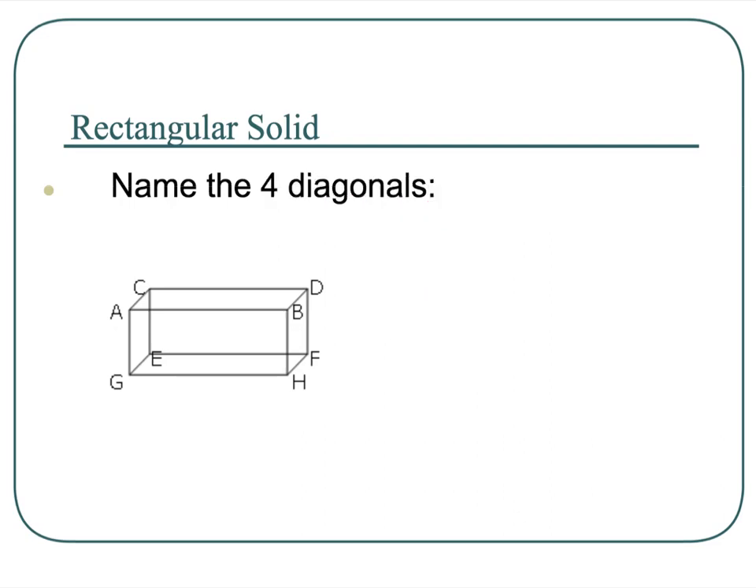Name the 4 diagonals. These diagonals of the rectangular solid go through it. So let's say if we start at G, we go all the way to D. So GD would be a diagonal. I could also do that with HC, AF, and then EB, okay? So we could have all those.